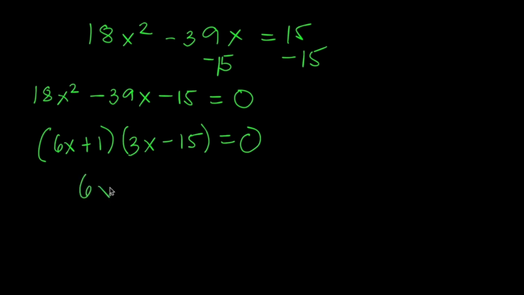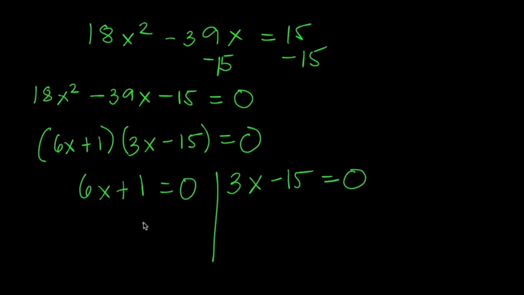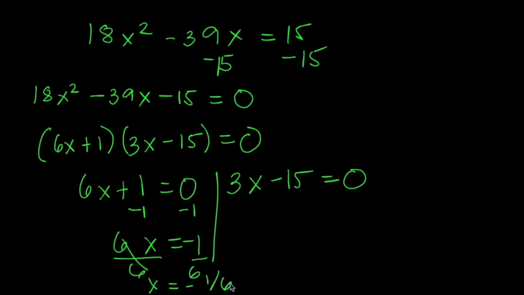We have 6x plus 1 equals 0, and the other one, we have 3x minus 15 equals 0. And the answer would be, we subtract 1 from both sides, 6x equals negative 1. And dividing both sides by 6, giving us x equals negative 1 over 6.